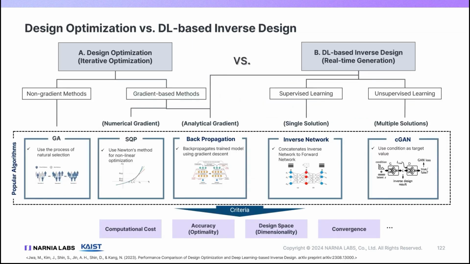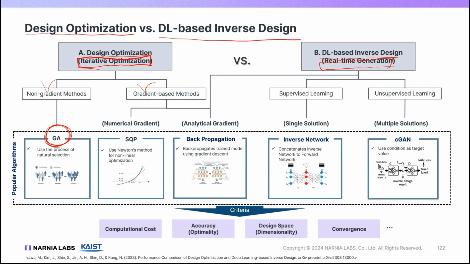If we take another look at the classification between traditional optimal design and deep learning-based inverse design, in the case of optimal design, since it uses an optimizer, it generates a single design each time through iterative optimization. However, deep learning-based inverse design is generative, so it produces optimal solutions in real time. In the case of optimal design, there are 2 methods. One is the non-gradient-based method, and the other is the gradient-based method. Usually, the most well-known non-gradient method is GA, so you randomly generate a population and then mix only the good ones to create new candidates.